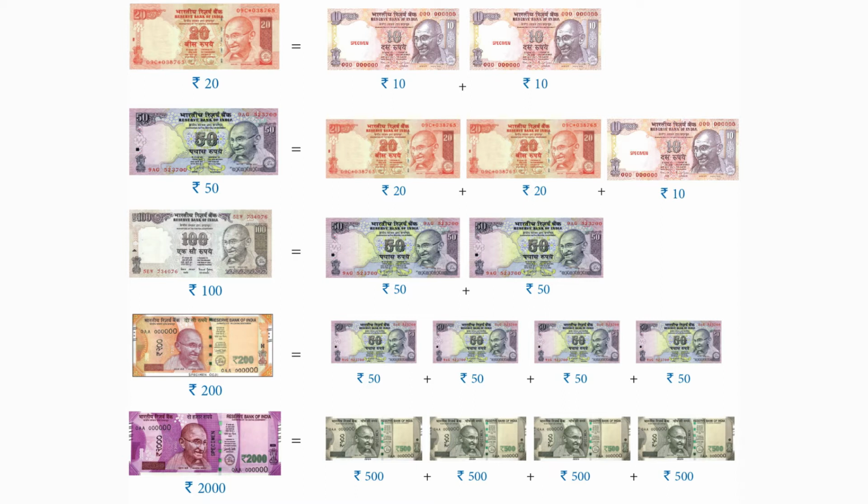Next is the 200 rupee note. The change for it would be four 50 rupee notes. And 2000 rupees, what would be the change for that? It would be four 500 rupee notes.